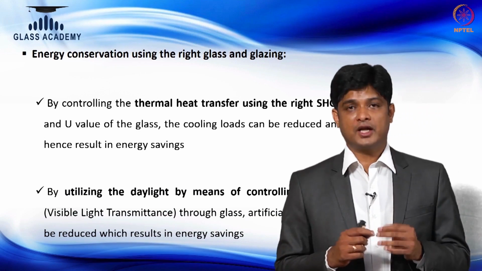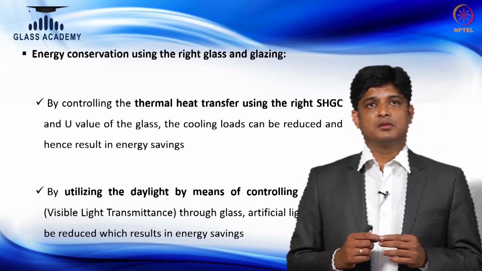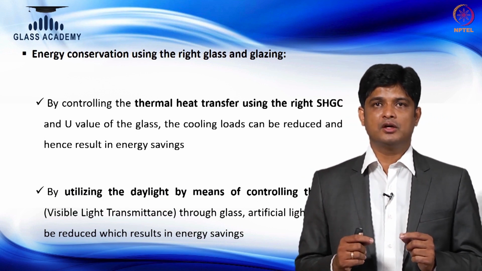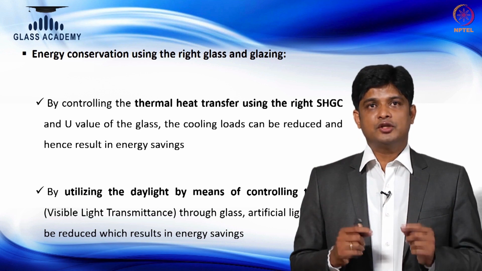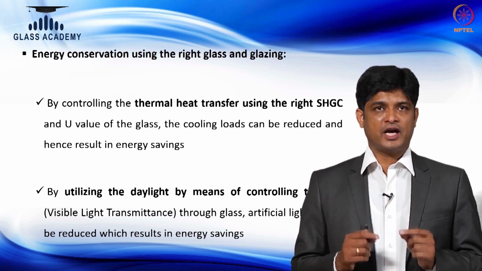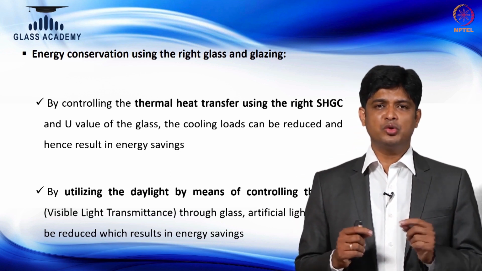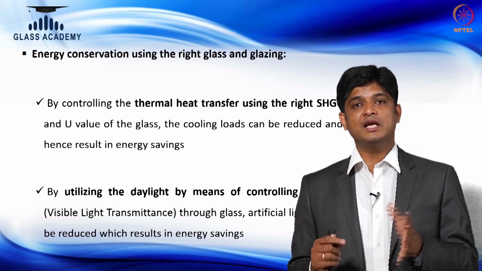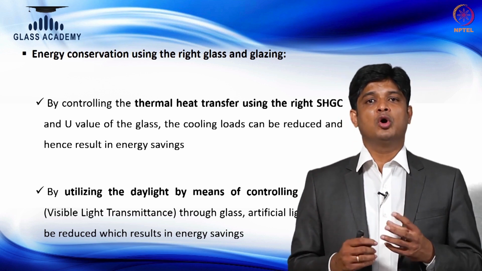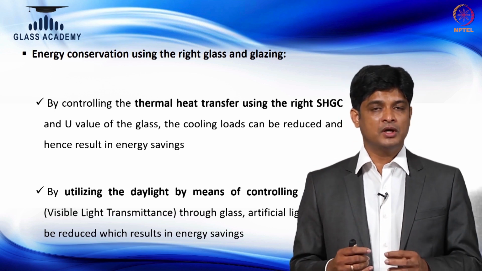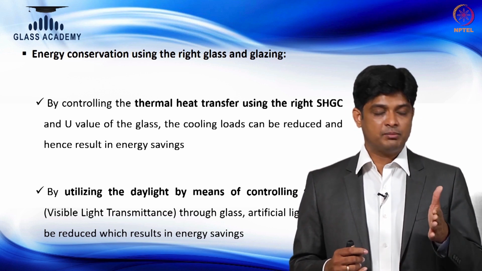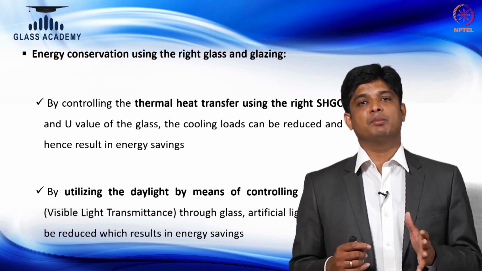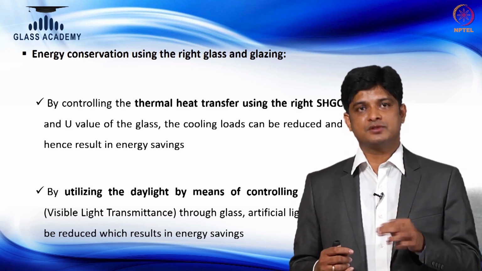So what is this code trying to convey? It says that by controlling the thermal heat transfer using the right solar heat gain coefficient or solar factor and the U value of the glass, the cooling load can be reduced, resulting in a huge energy saving for the overall building. They are saying that instead of allowing more heat into the system and then trying to optimize the efficiency of the cooling system, there are provisions available. You can play with the type of glass or with the orientation of the building to reduce the amount of heat coming in, which is going to impact the overall cooling system.